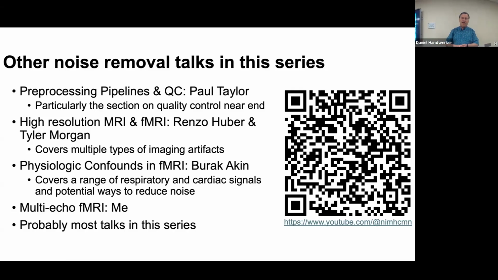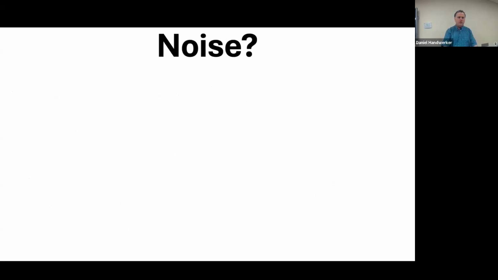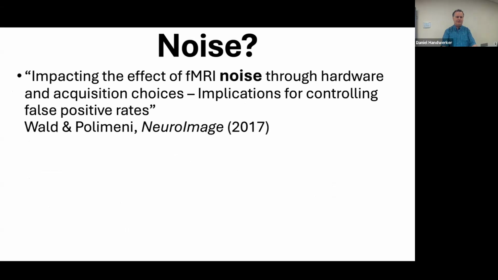Barak's physiological confounds talk focused a lot on different types of noise relating to physiological confounds like respiration and cardiac, and how to get rid of them. I'm giving a talk in a few weeks about multi-echo fMRI, which is a tool for reducing noise, and probably most talks in this series are covering this topic. So what I'm going to try and do today is just give a higher level picture of what we mean by noise in MRI data, with some examples.